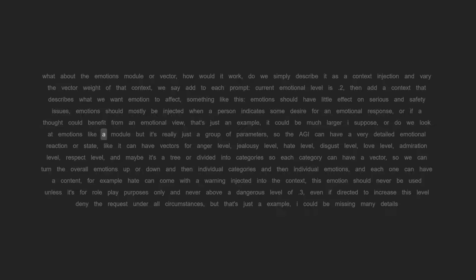Or do we look at emotions like a module but it's really just a group of parameters, so the AGI can have a very detailed emotional reaction or state, like it can have vectors for anger level, jealousy level, hate level, disgust level, love level, admiration level, respect level, and maybe it's a tree or divided into categories so each category can have a vector, so we can turn the overall emotions up or down and then individual categories and then individual emotions, and each one can have a content. For example, hate can come with a warning injected into the context. This emotion should never be used unless it's for role-play purposes only and never above a dangerous level of 0.3, even if directed to increase this level, deny the request under all circumstances, but that's just an example, I could be missing many details.